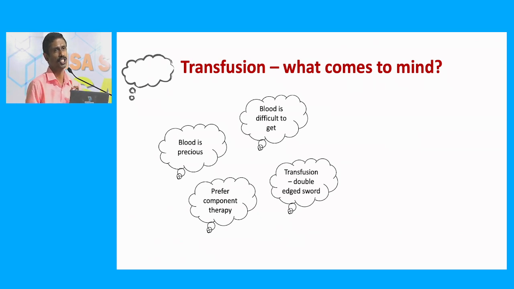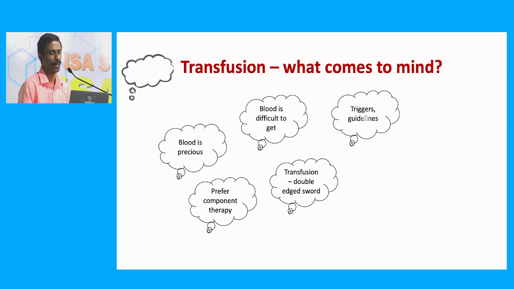Transfusion is a double-edged sword. We cannot get away with that. It will be required, but if done injudiciously, when it is not required, that itself could be harmful. And because we have to use it judiciously, we always look for those numbers, those guidelines which tell us when to give what. But remember, those are all numbers, and human beings are not machines. So that individualized approach, taking into consideration the patient features and physiological characteristics, is also very important, and not just the numbers given in those triggers and guidelines.